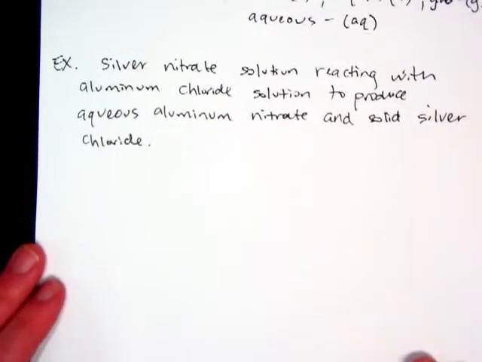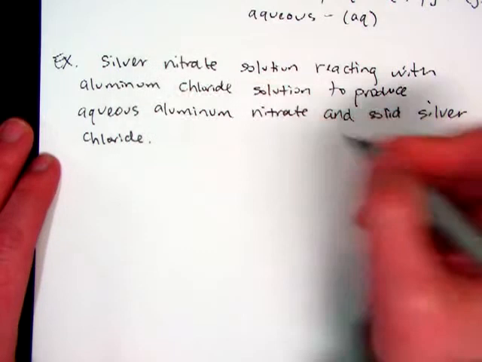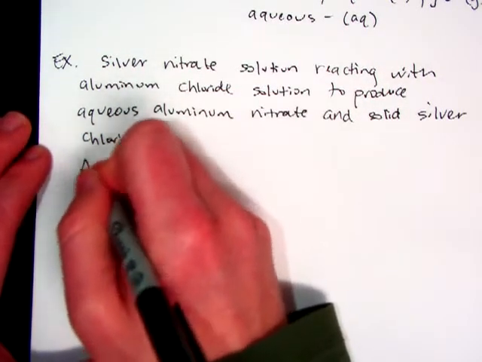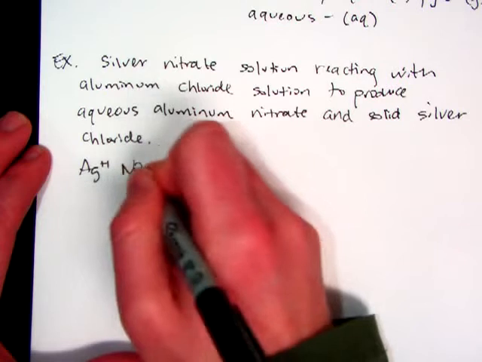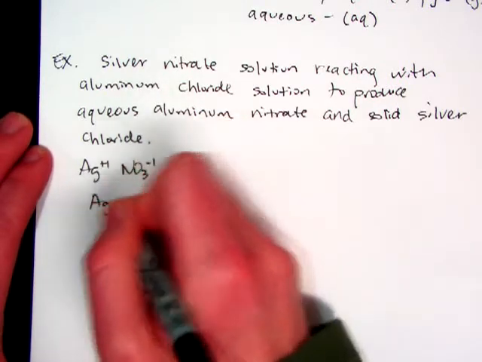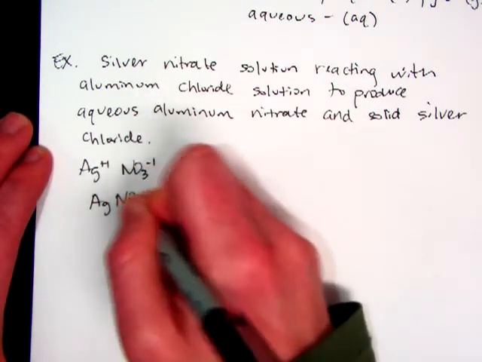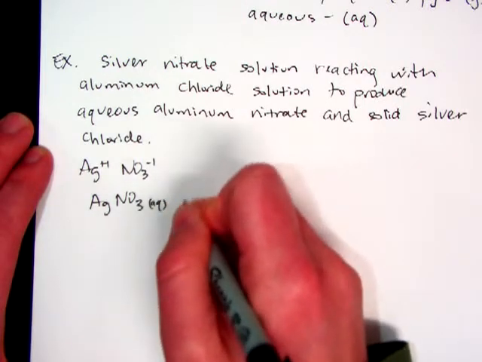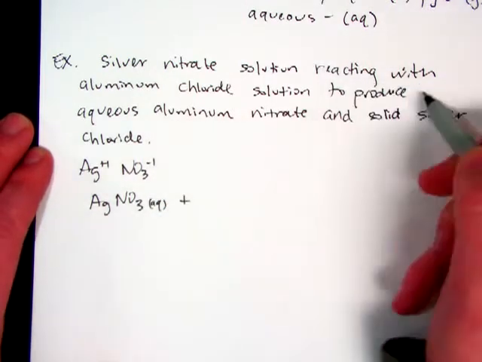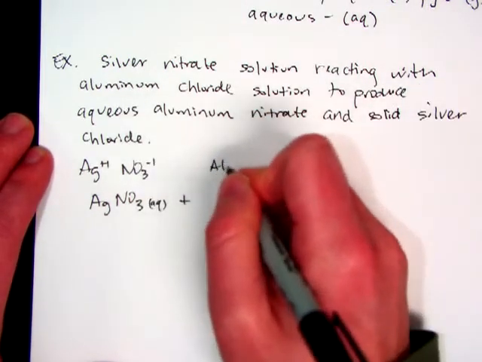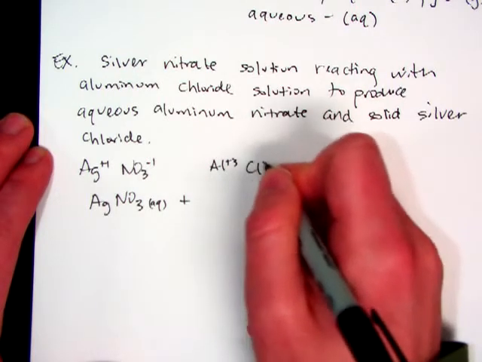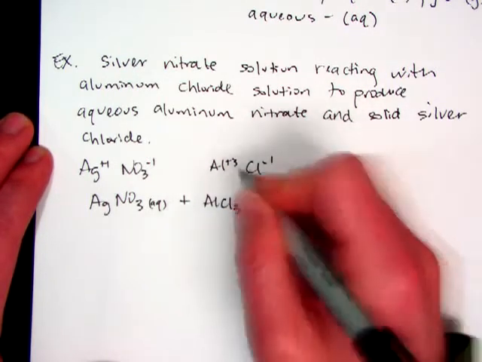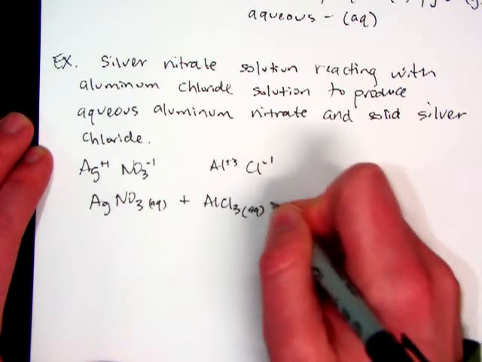And in a problem like this, your first job is going to be to write out the reactants and products, and you have to crisscross them. So silver nitrate, you look them up on your periodic table. Silver is +1, nitrate is -1, and so it would be AgNO3. And it says it's in solution, so write the AQ after it. Next reactant is aluminum chloride. Aluminum is +3. Chloride is -1. That's AlCl3. And it also is in solution, so AQ.